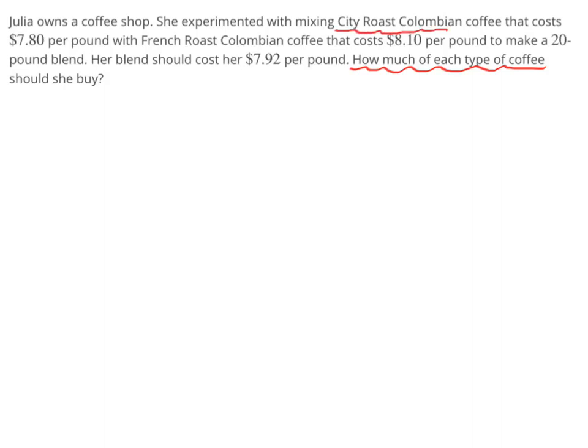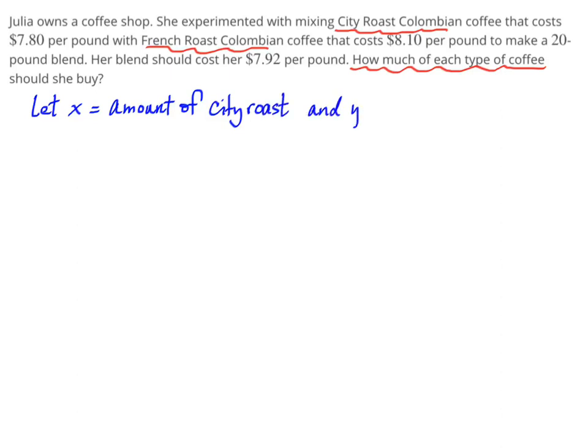So my two unknowns are the amount of city roast and the amount of French roast, right? So my variables are going to be X and Y. I'm going to let X be the amount of city roast, and I'm going to let Y be the amount of French roast. The two things I'm looking for are amounts in pounds, not costs.